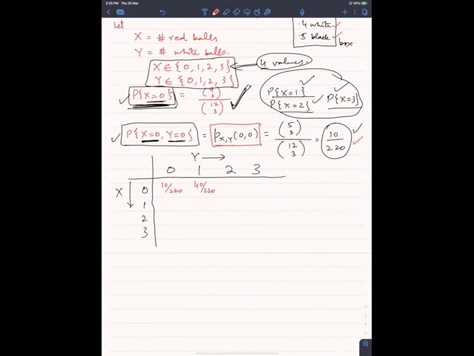This will turn out to be 40 over 220. This will turn out to be 30 over 220. This will turn out to be 4 over 220. And this will turn out to be 30 over 220. This will turn out to be, I will quickly fill this up.